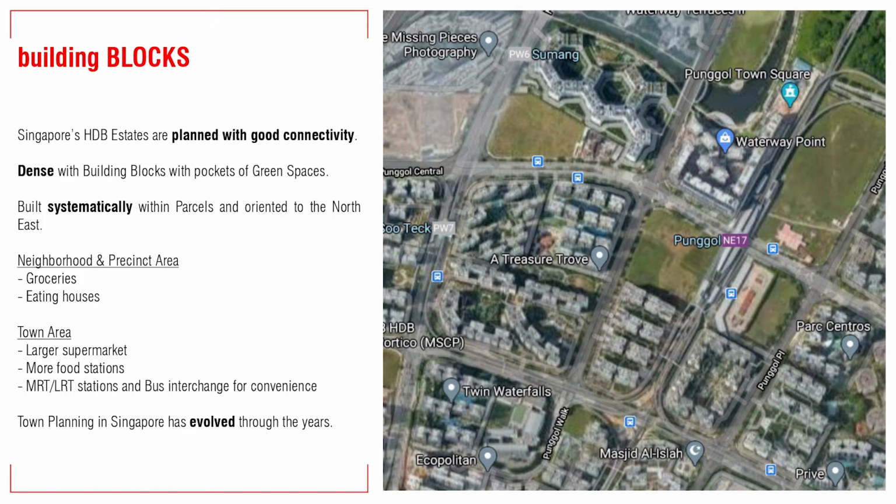We can categorize Punggol town into two: the neighborhood and pristine area that has groceries and eating houses, and the town area which has a larger supermarket, more food stations, MRT, LRT and bus interchange for the residents' convenience.